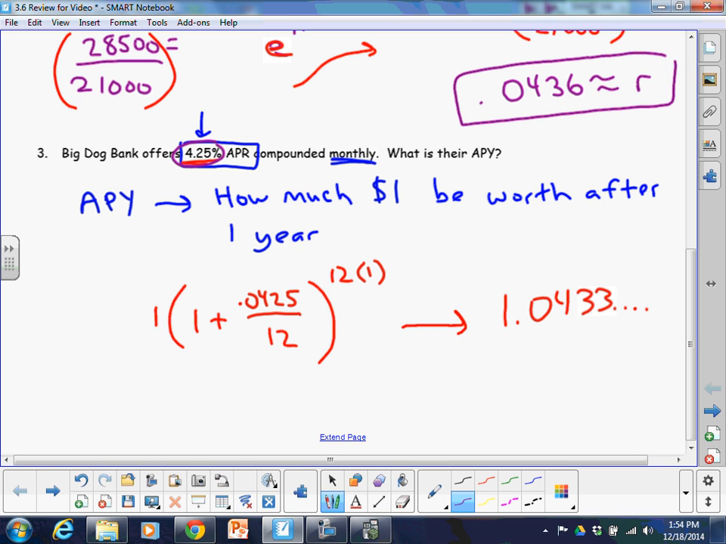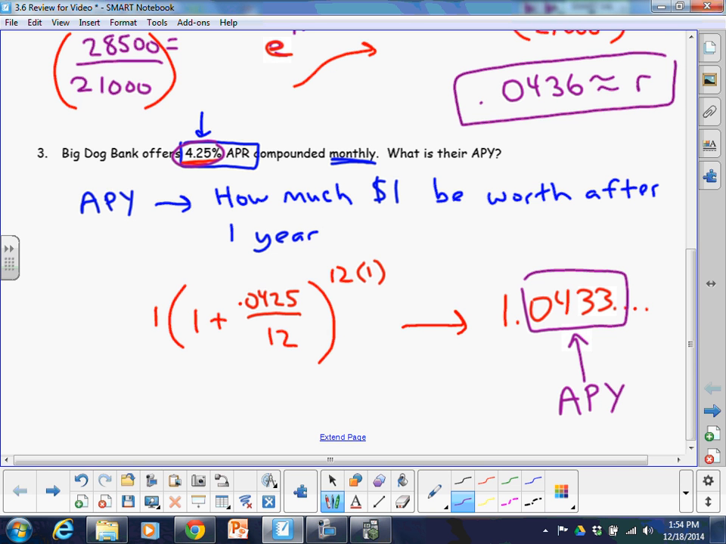Okay, remember we had $1 to start, so we actually gained this much. So that number there is actually the APY, so it's a little bit more. It's like 4.33%. And again, that's because the 4.25 was getting compounded every month. So I think that's the easiest way I've seen.